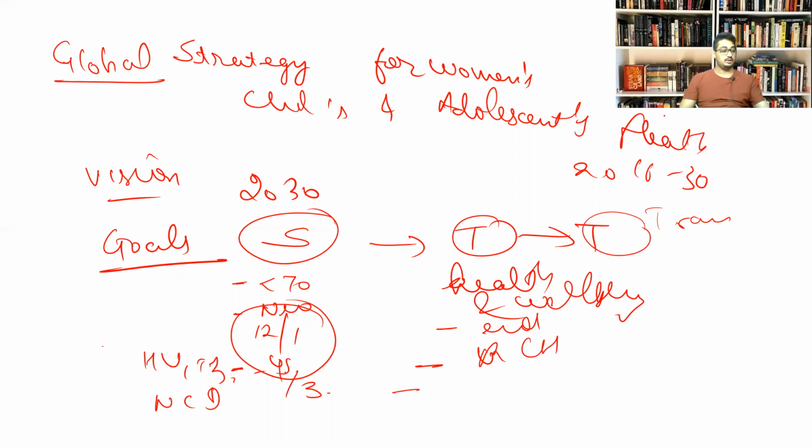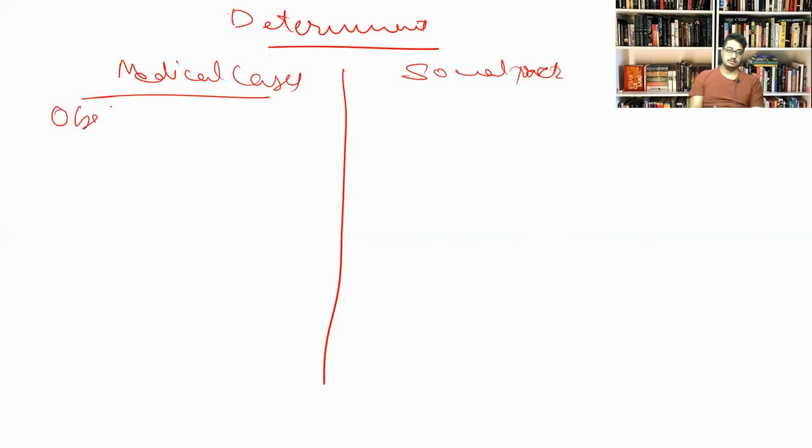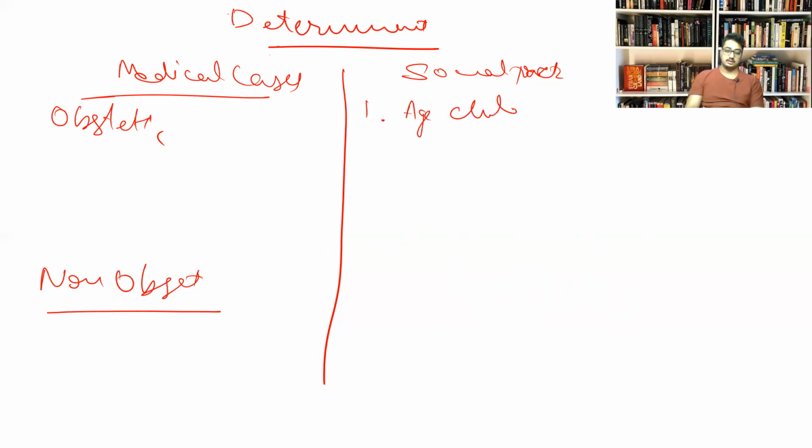Now let's go to the determinants of maternal mortality in India. This is a highly probable question. We can divide it into two aspects: social factors and medical causes. In medical causes, we can divide it into obstetric causes and non-obstetric causes. Let's take social factors first. There are 14 factors. First is age at childbirth, when childbirth is happening.